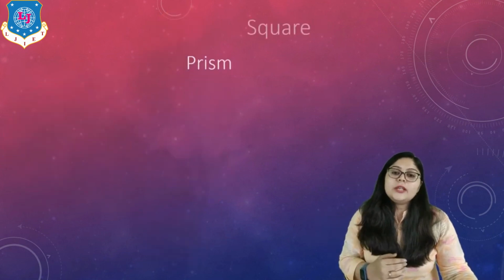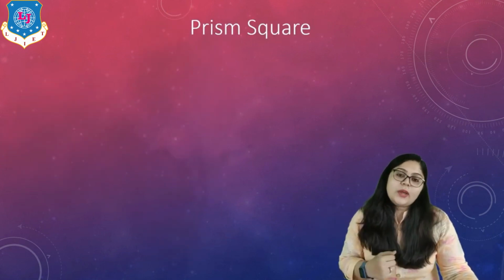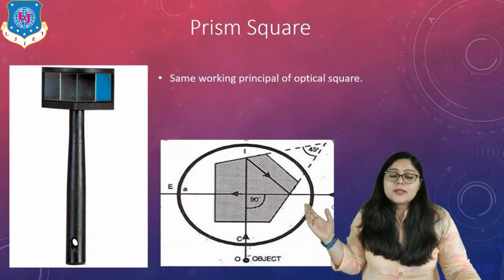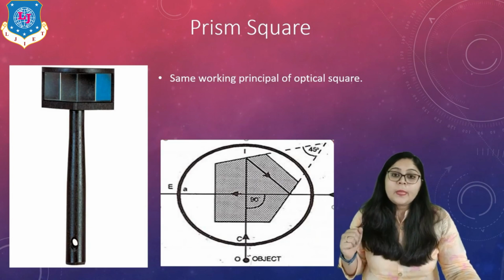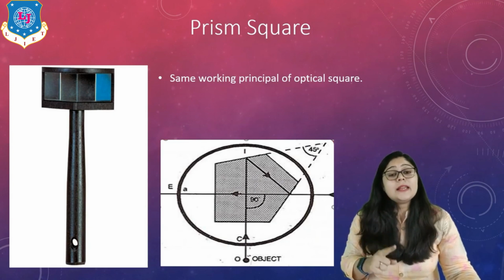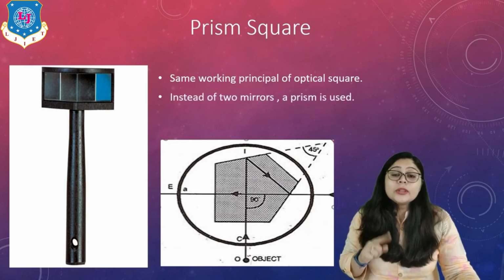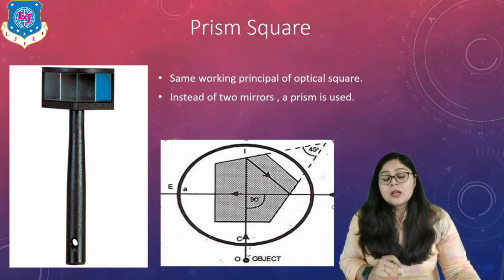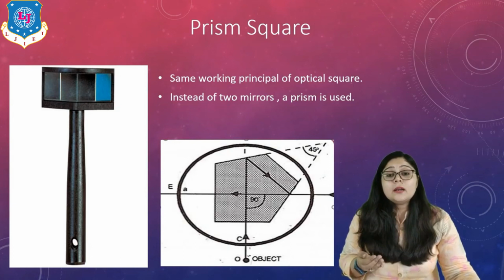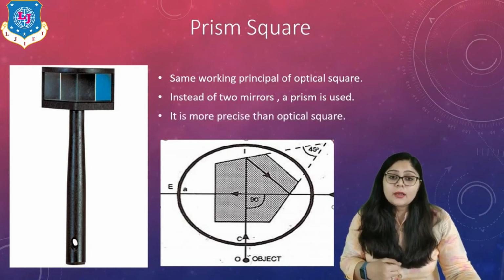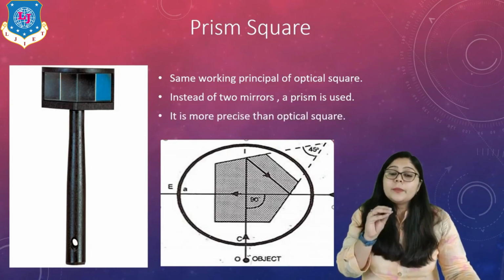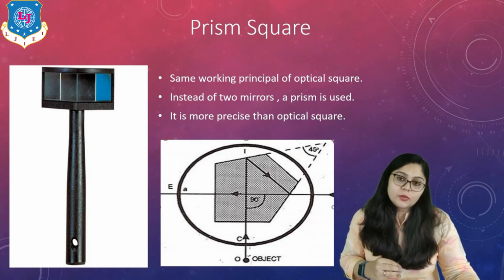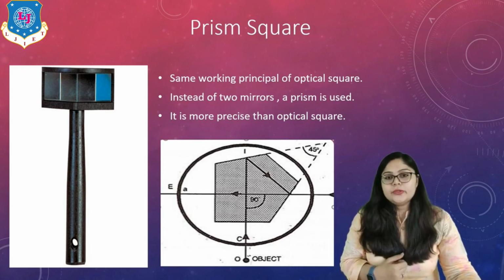Now let's go to the last, which is the prism square. You can see an instrument on screen which looks like this. Here, the working principle is the same as the optical square. The only difference is that instead of 2 mirrors, a prism is used. Now the question is, which is better, optical square or prism square? The precision of the prism square is greater than the optical square, as prisms are used, right?